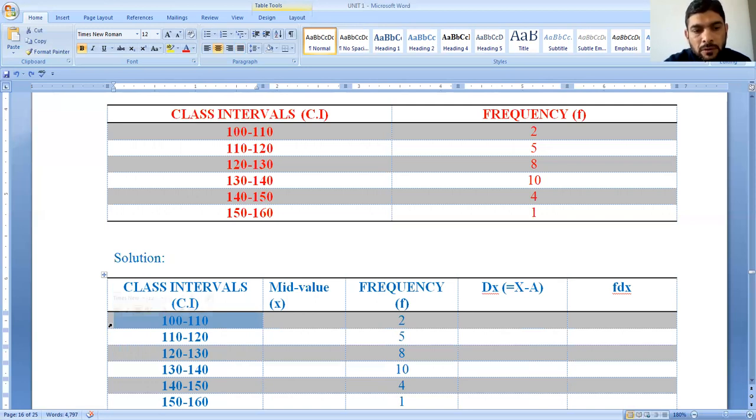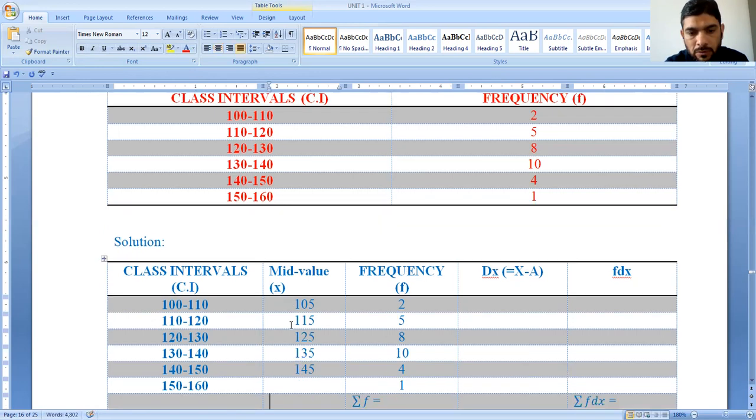That is 100 plus 110 divided by 2, that is 105. Next one is 110 plus 120, it will be 115, and 125, so on 135, 145, and last one is 155.